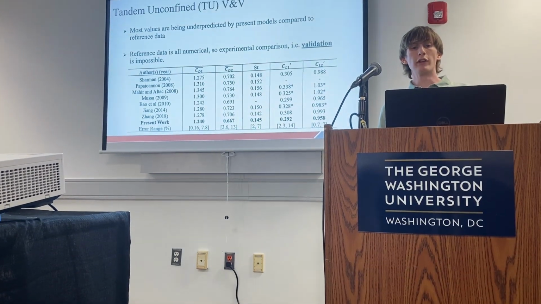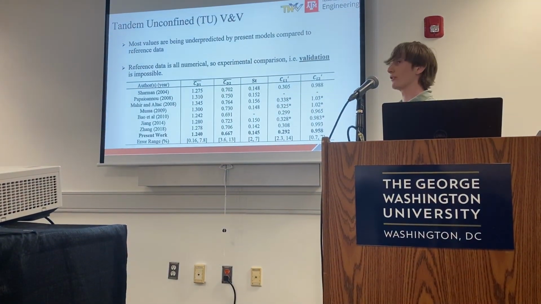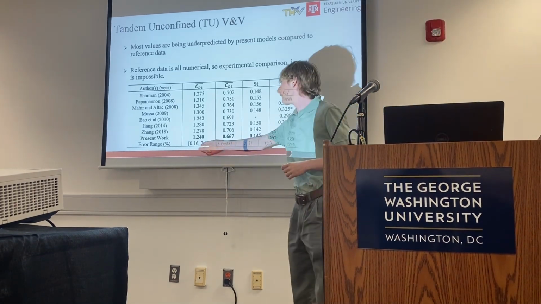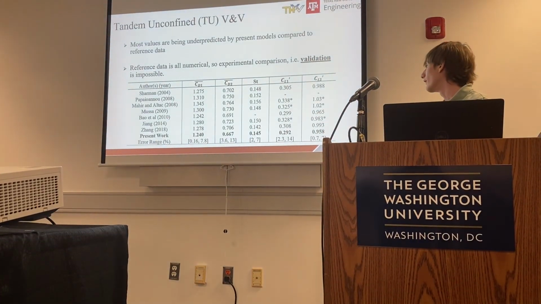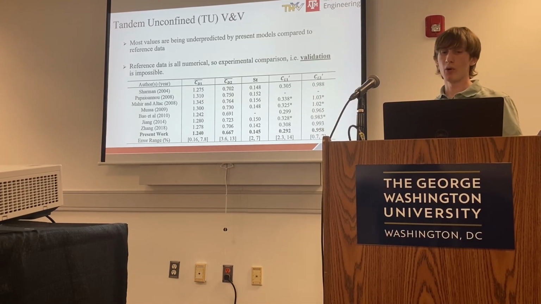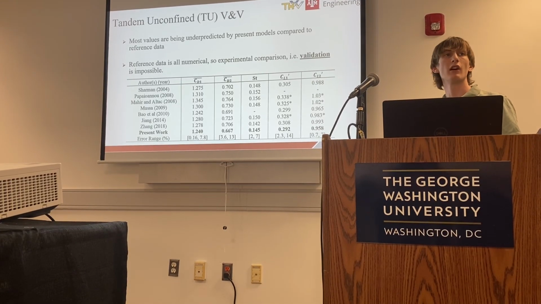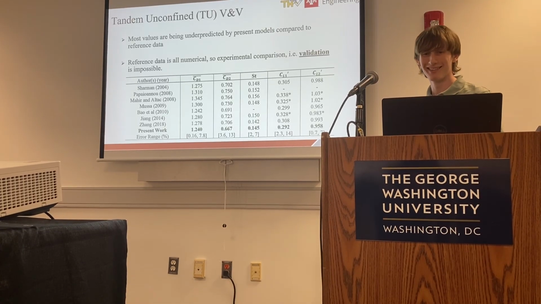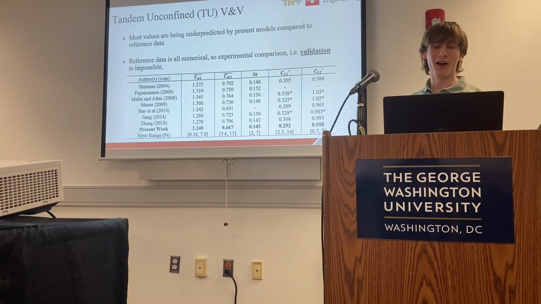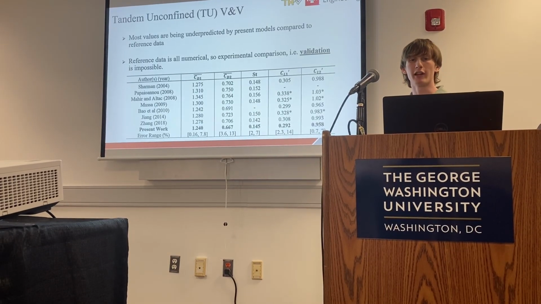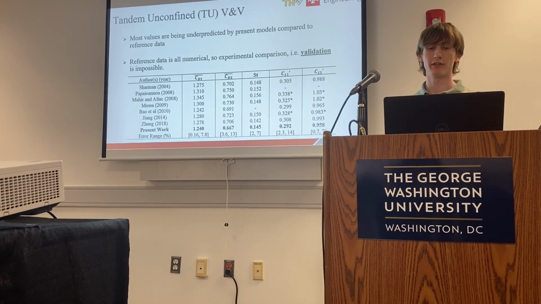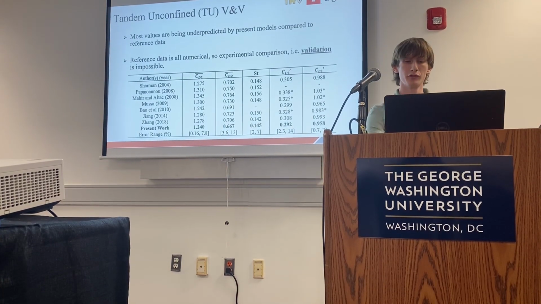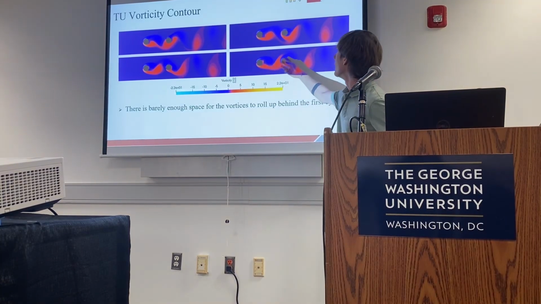So if we look at the tandem unconfined, again, where there's no wall but two cylinders, you can see the error range from all of the literature. The highest error is 14%, which is much higher than the error for the single unconfined case. This just means that either I didn't mesh this one as well. It's slightly different geometry, and I might have meshed it worse with the software that I was using, or it's just that the physics are harder to capture here, likely due to this region in between the cylinders.